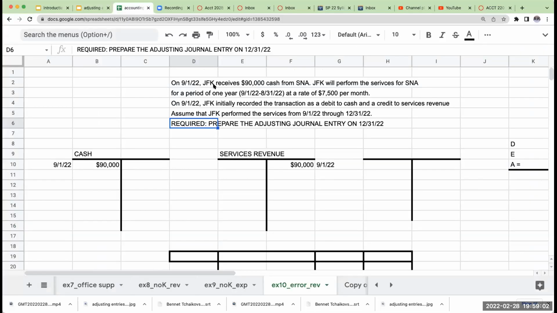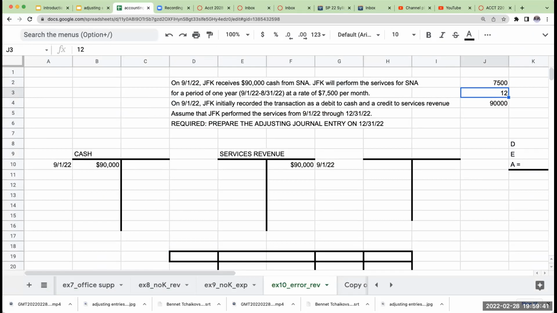So right over here, on September 1st, JFK received $90,000 cash from SNA. JFK will perform the services for SNA for a period of 1 year at a rate of $7,500 per month. And again, if we say 7,500 times 12, we're going to get a total of $90,000. On September 1st, JFK initially recorded the transaction as a debit to cash and a credit to services revenue. Assume that JFK performed the services from September 1st through December 31st. Prepare the adjusting journal entry on December 31st.